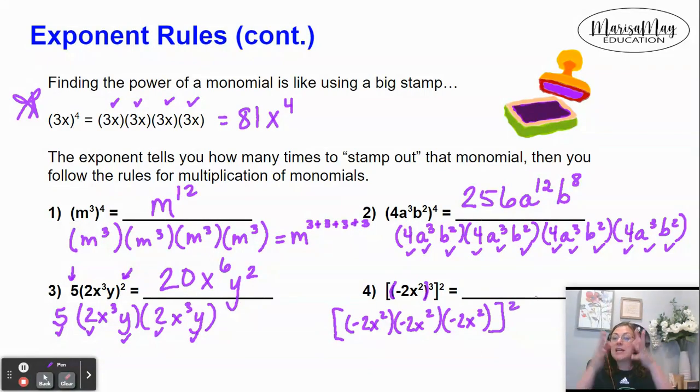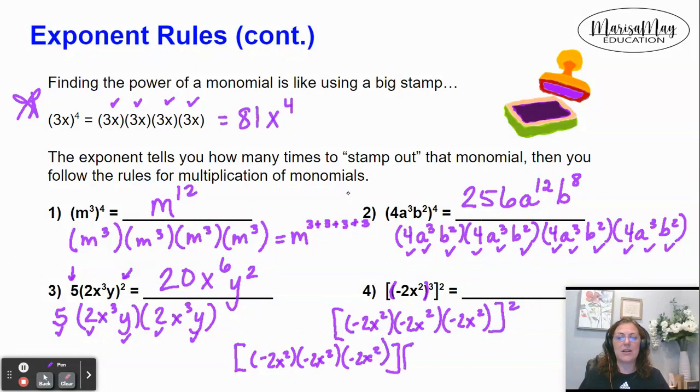Now, how many times do we write the bracket? We write the bracket twice. So I've got a bracket that has 3 parentheses in it here. And then I've got another bracket because I got to write it twice, remember, with 3 parentheses in it. That's a 2 adding the exponent there.